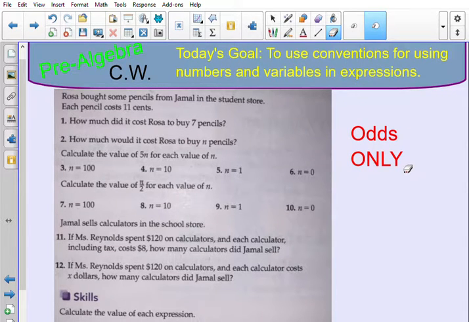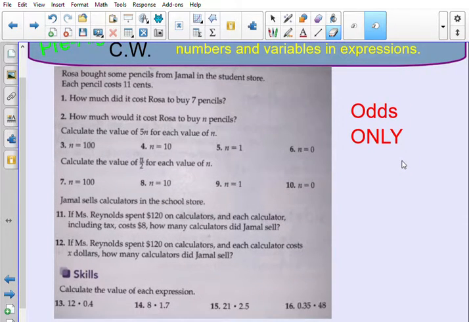Classwork, you're doing the odds only. You can now pause this. Make sure that you check your answers when you are finished.